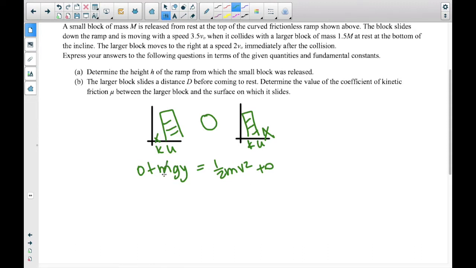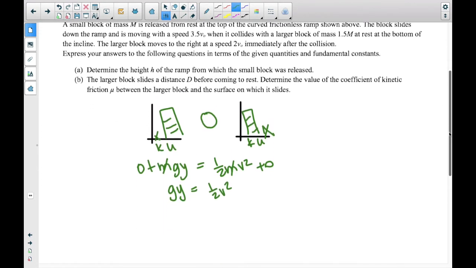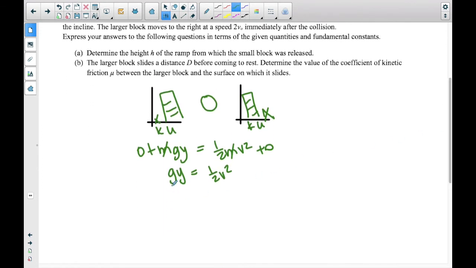We've done these problems enough, hopefully, that you know you can cross out your m. That's not necessary. And so we have g times y is equal to 1/2 v squared. We are being asked to find the height, which I've labeled as y, and actually on this diagram, they labeled as h, so I should have left it as h. In any case, we need to divide by g and solve for h. So I do a little bit of algebra and I get that h equals v squared over 2g.